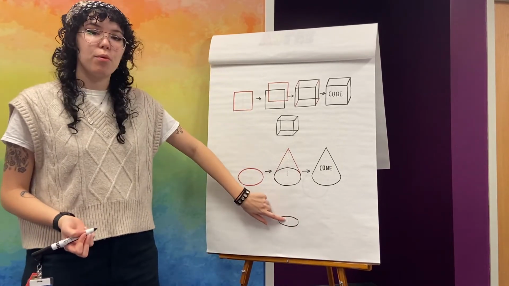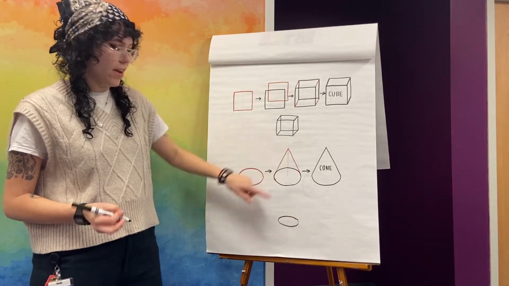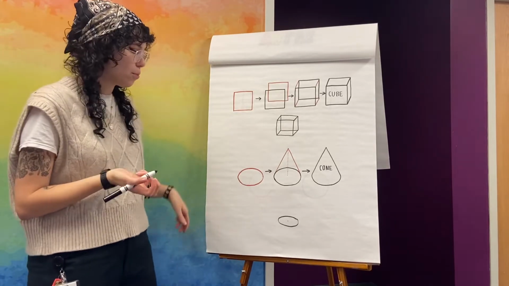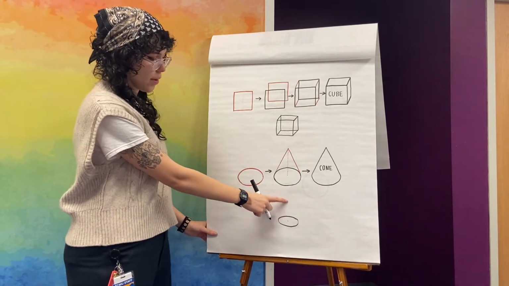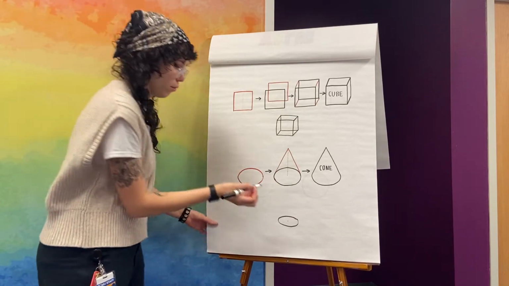And from that center point, we're going to make a dashed line straight up. It doesn't have to go super far, but we're going to make it up a little bit to find where the point of our cone will go.